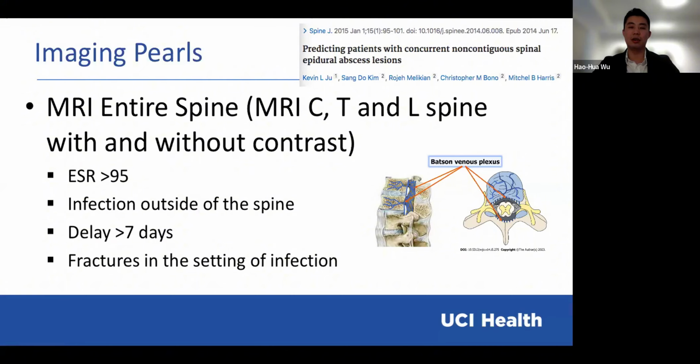And those include an ESR greater than 95, an infection outside of the spine, such as a paraspinal abscess. So paraspinal abscess is an abscess that's outside of the spinal canal and the soft tissues. That could be, for instance, a psoas abscess. Also, patients who are delayed 7 days in their presentation have this potential risk factor for non-contiguous lesions. And you also may have fractures in the setting of infection, which makes it even a higher likelihood of non-contiguous occurrence.